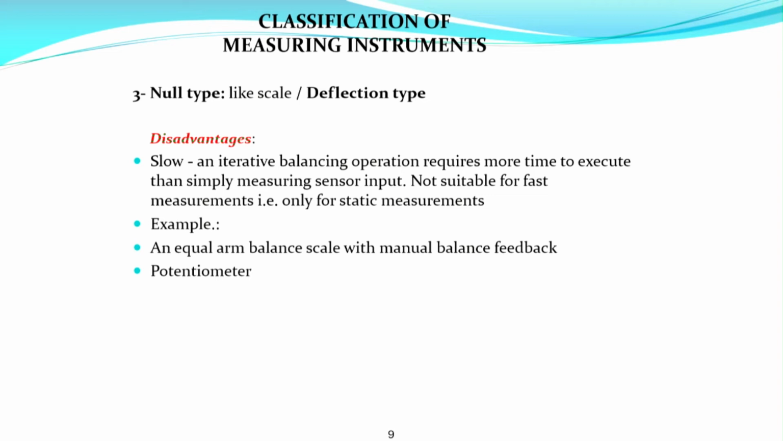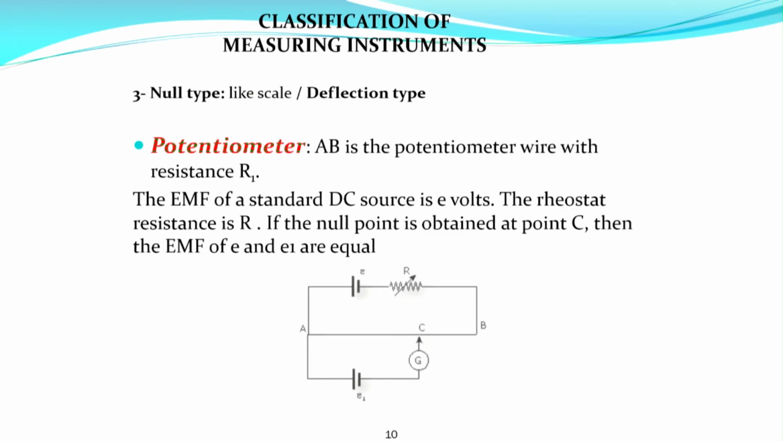Examples: an equal arm balance scale with manual balance feedback, and second, a potentiometer, which is the variable resistance. The potentiometer AB is the potentiometer wire with resistance R1. The EMF, electromotive force, of a standard DC source is E volts. The rheostat resistance is R. If the null point is obtained at point C, then the electromotive force of the potential and E1 are equal.